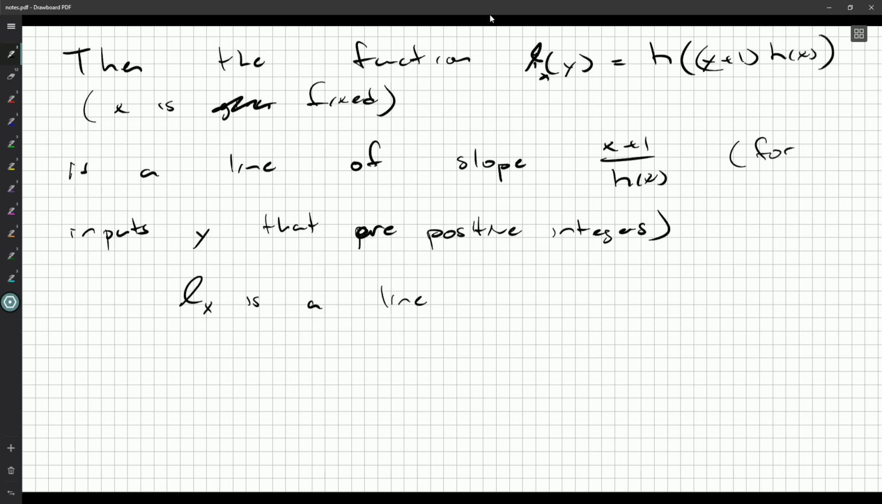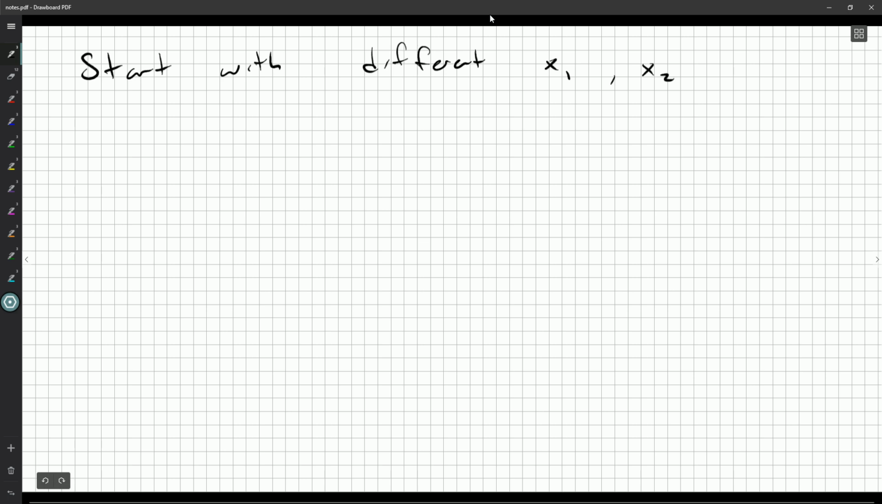So where can we go from there? Well, okay, so let's try and show that we get the same line. So let's start with different ones. Let's say x1 and x2 as fixed.